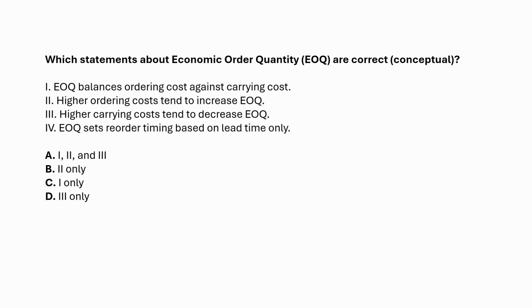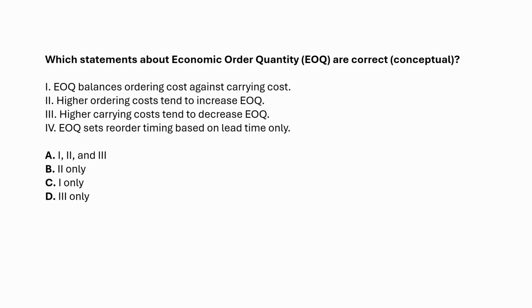So the right combination is 1, 2, and 3. That's choice A. When you see EOQ questions, pause and ask yourself 2 things. First, is this about how much to order or when to order? If it's how much, that's EOQ. If it's when, that's reorder point. Second, check how the costs move. Higher ordering costs push EOQ up, bigger batches. Higher carrying costs push EOQ down, smaller batches. That's the pattern they love to test.